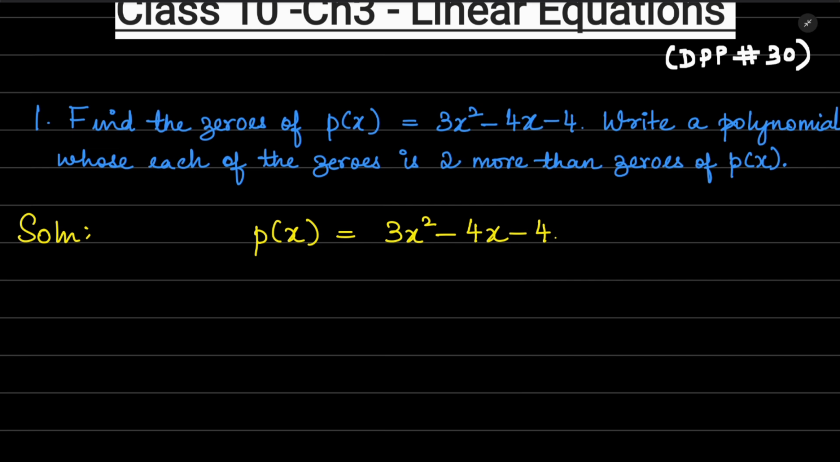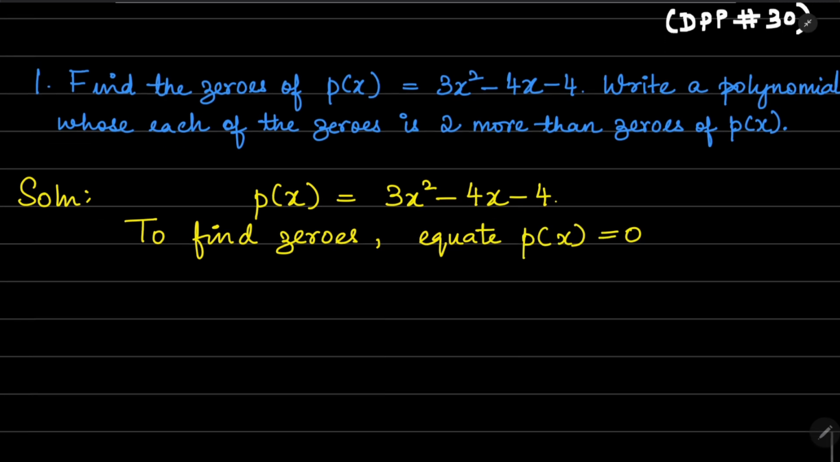So write the given polynomial with variable x, that is p of x. To find the zeros, you have to equate p of x to 0. So let's do that. 3x square minus 4x minus 4 equal to 0.